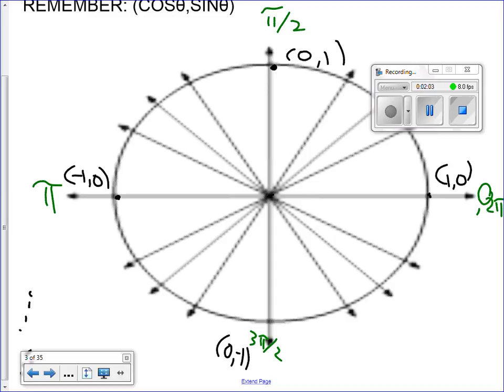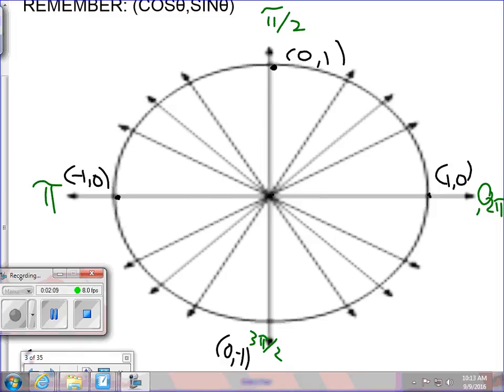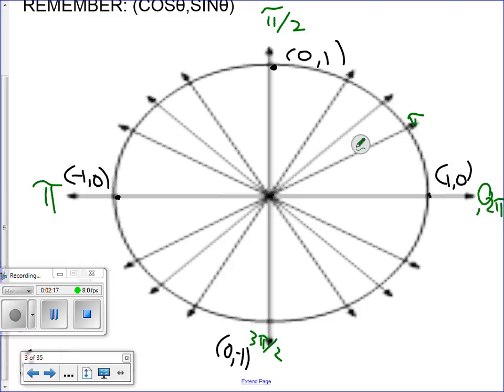Just for fun, I want to see how good you are without looking at your notes. Let's label the 3 special angles. In radians, 30 degrees is the same as pi over 6. How about 45? And how about 60? Now let's see if we know the coordinates of these points. As we move from 0 radians to pi over 2 radians, what happens with the cosine? The x decreases, and the y-coordinate, the sine, increases. Okay, that'll help us get this right.